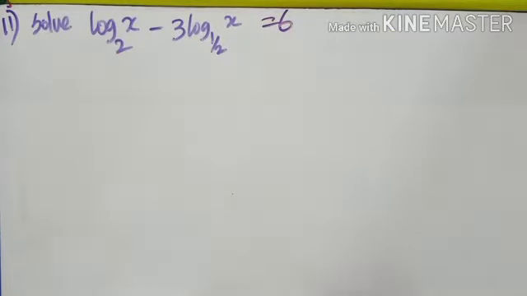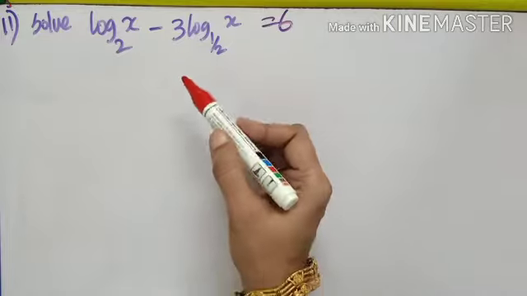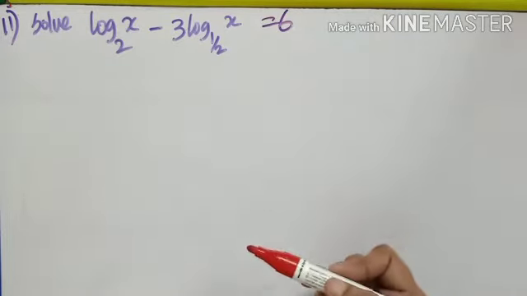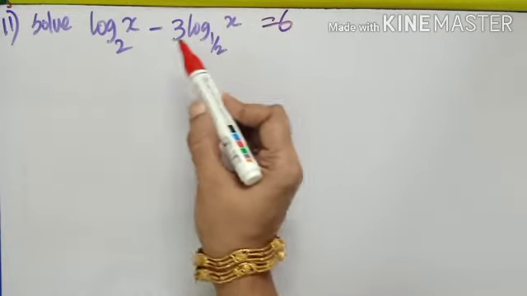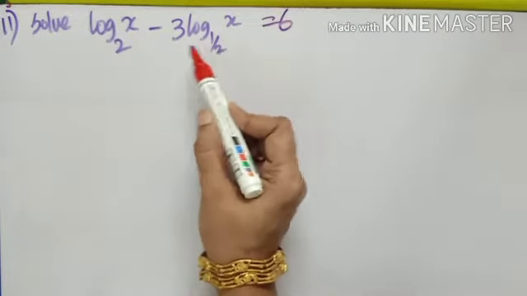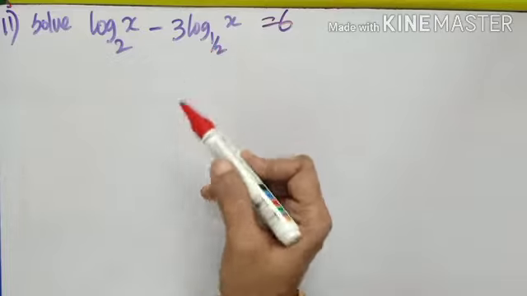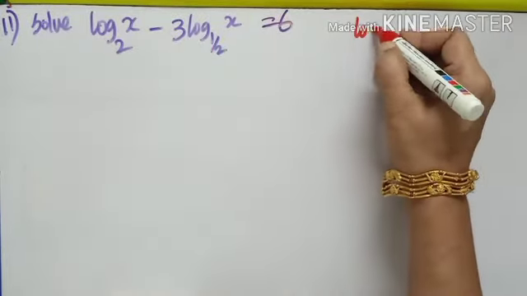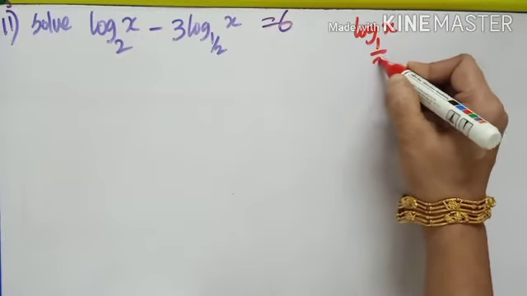Question number 11. Solve log x base 2 minus 3 log x base half equals 6. This and this are almost the same, but here the base is 2 and here the base is half. How shall we simplify this? We'll do it separately and check.